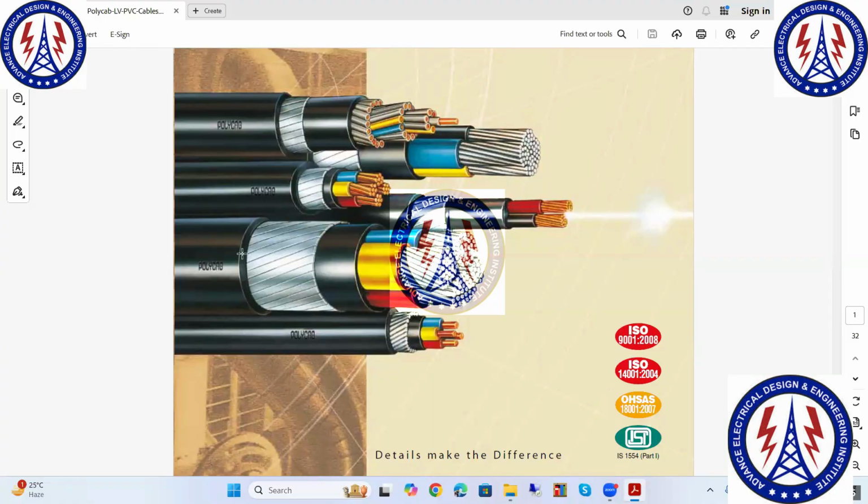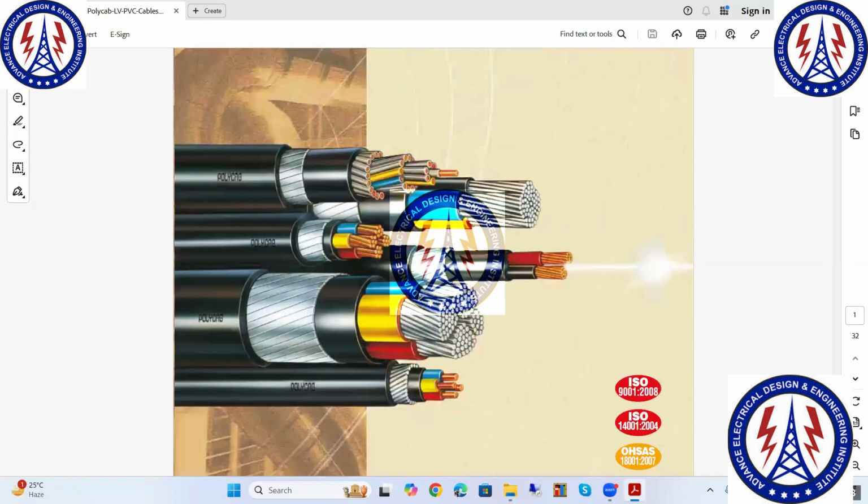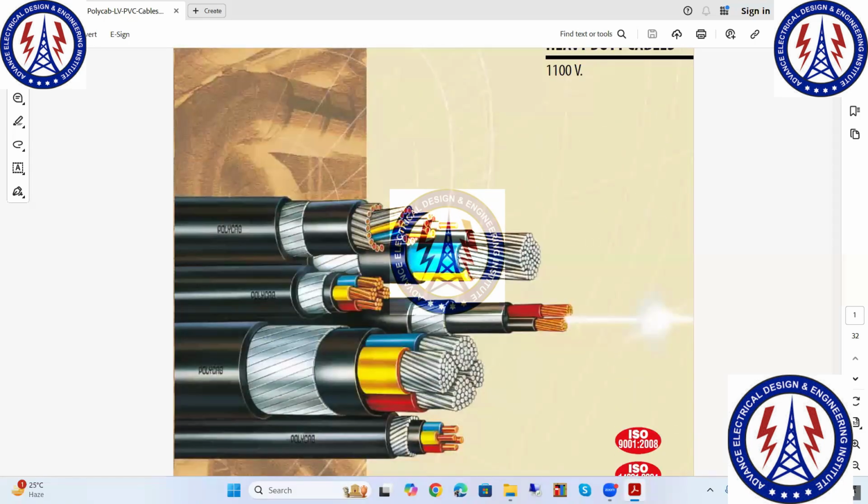Okay. Above this, there is an outer sheath. Outer sheath basically protects the cable from mechanical damage. Okay. Any question on this? The construction: conductor, insulation, inner sheath, armoring, and outer sheath. Okay. Any question on this? No. Yes.